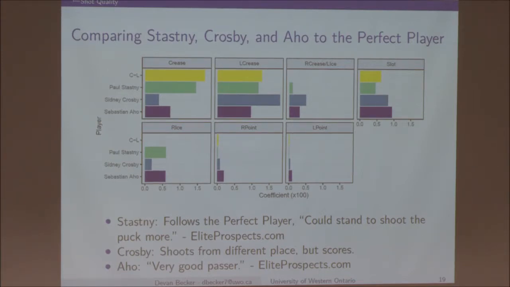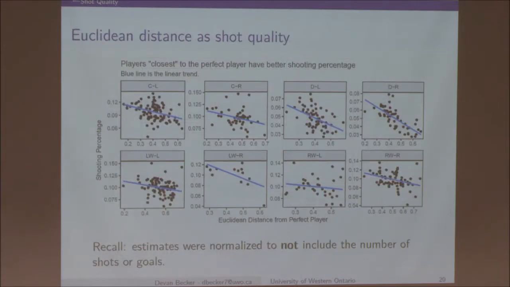So this doesn't in itself say that this is a good way to measure what kind of shot quality they have. So I looked at just shooting percentage versus the distance between these two. I've got 7 coefficients, so I can look at the Euclidean distance in 7 dimensions and look at them that way.